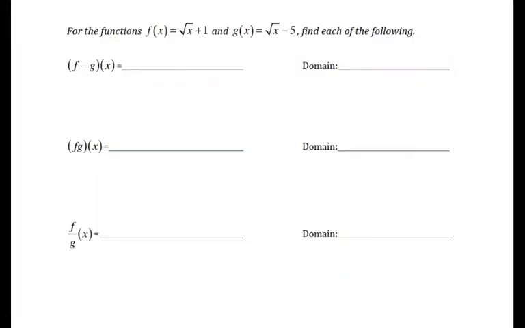It helps to see what this looks like with functions that are defined symbolically. So if we take, for example, f of x equals the square root of x plus 1, and g of x equals the square root of x minus 5, then if we're asked to find f minus g of x, I'm going to take f of x, square root of x plus 1, minus g of x and actually just subtract the formulas.